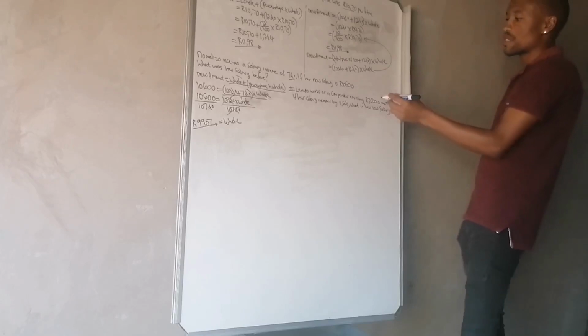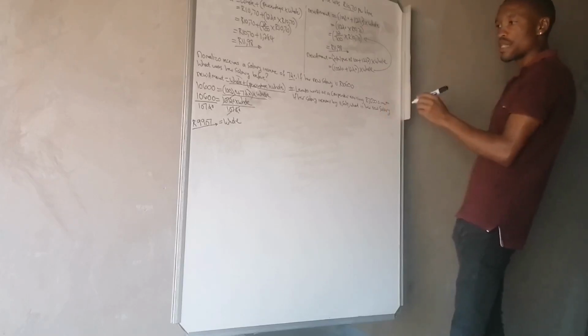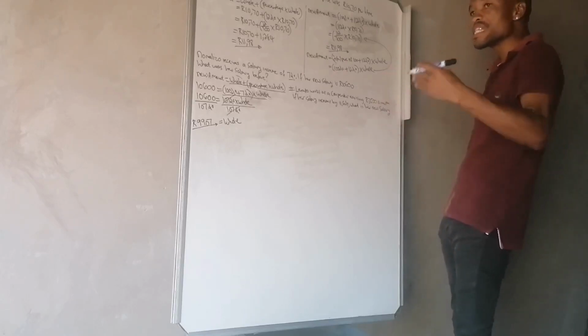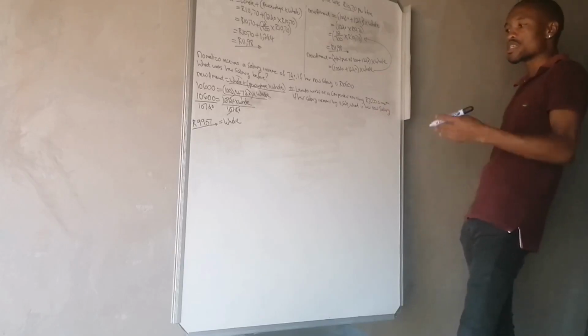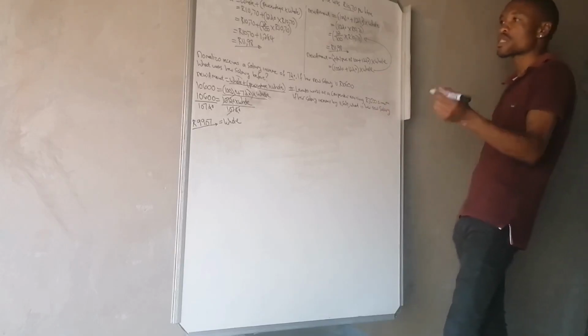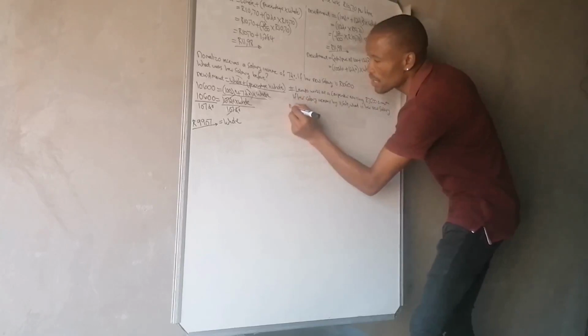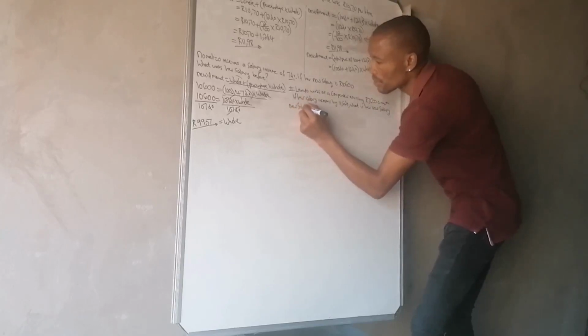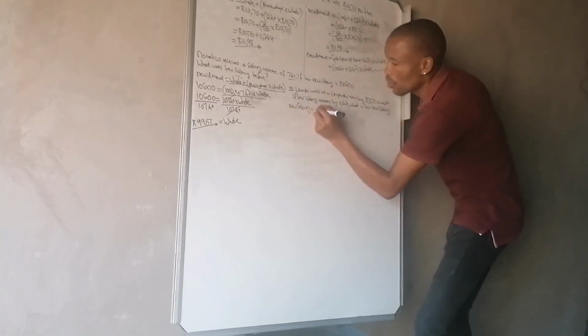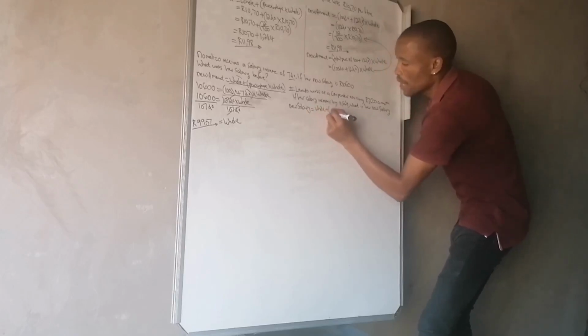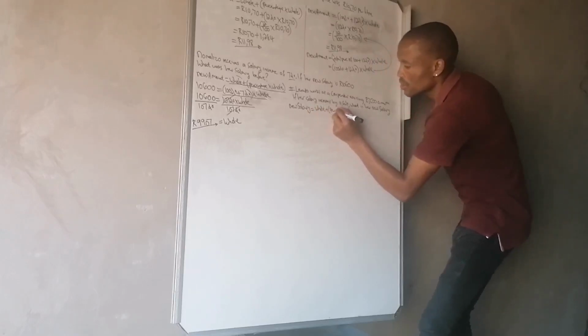Lerato works as a carpenter earning 3,500 a month. If her salary increases by 11.6%, what is her new salary? The formula for the new salary is the whole plus the percentage times the whole.